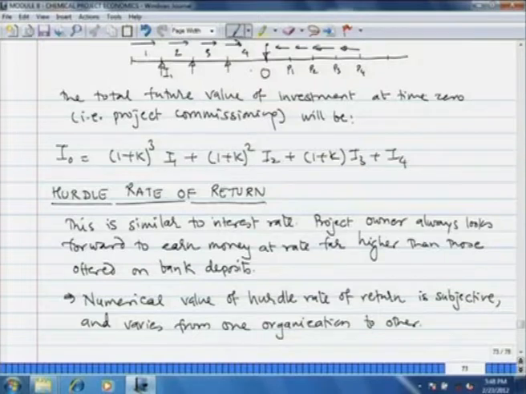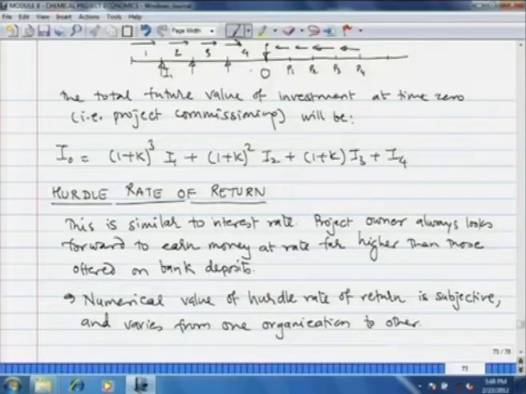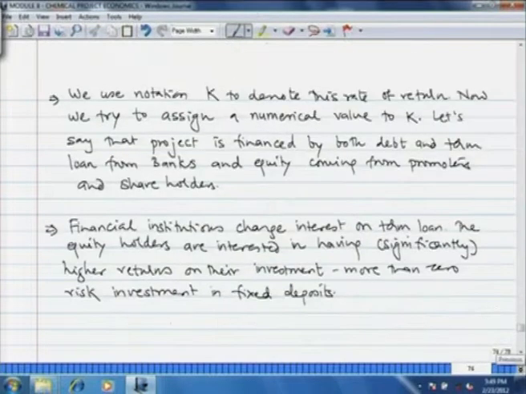As I told you, the hurdle rate of return is very similar to the interest rate. The project owner will always look forward to earning money at a rate far higher than those offered by bank deposits. Bank deposits typically offer 8 to 9% interest, so the investor investing in a project would like to earn at least double or even triple that interest rate. The return should be that high. The numerical value of the hurdle rate of return is very subjective and varies from one organization to another. We are using the notation k to denote the hurdle rate of return.